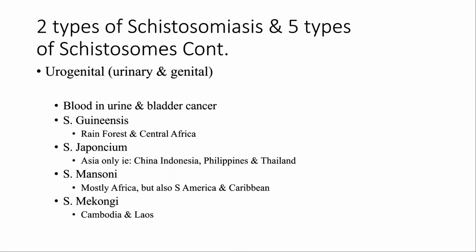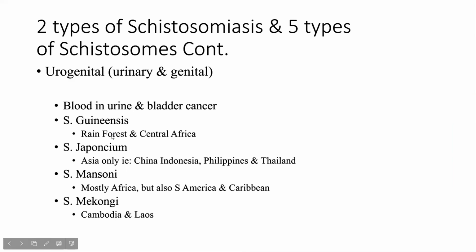The second type is urogenital, which has to do with the urinary and genital areas. The symptoms you're most likely going to see are blood in the urine, or, if untreated, it can even cause bladder cancer. And then here are the other 4 different types.